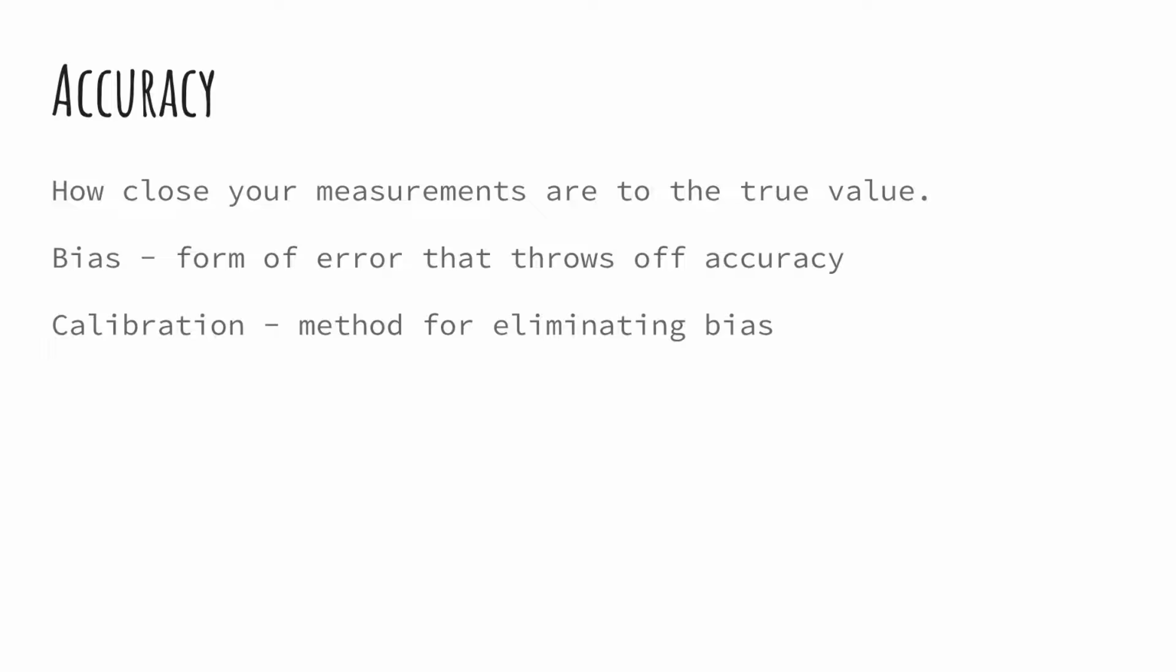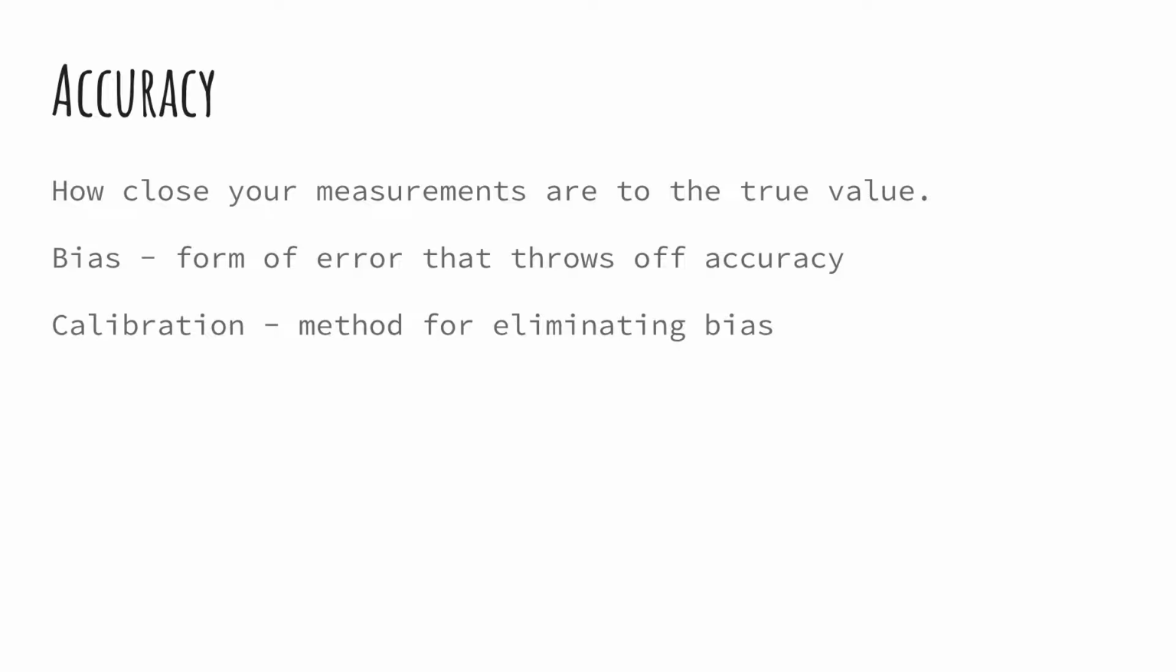Imagine you're throwing darts at a dartboard. You're trying to hit the bullseye, you're aiming for the target, but there's a breeze, consistently pushing your darts off to one side. Okay, that is a form of bias. And thus, the breeze is making your measurement inaccurate. And the way you counter bias, the way you take that into account and eliminate it, is through calibration.